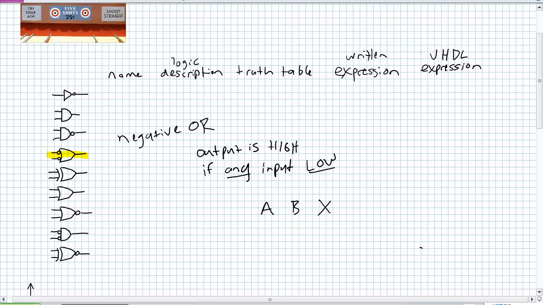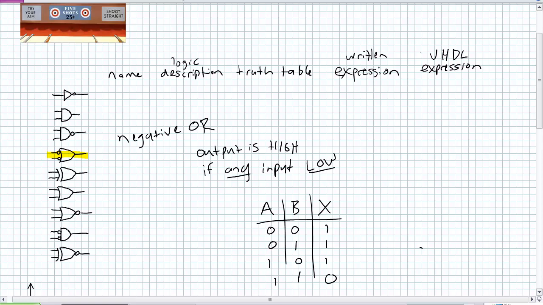A, B, X. By the way, they all have A and B for our inputs, with the exception of the inverter, which just has A. And all of them have X as the output, not tied together, which is a good point. I need to actually talk about tying outputs together. I don't ever tie outputs together. 0, 0, 0, 1, 1, 0, 1, 1. Output is high if any input is low. High, high, high. The rest of it gets 0. It's the exact same behavior as our NAND. It's just a different way of looking at it.